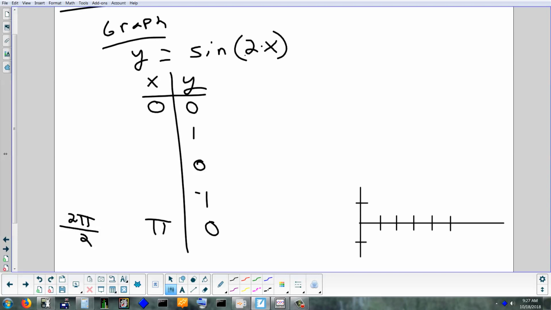Now, I've got the beginning, I've got the end. What's the average of 0 and pi? Pi over 2. You're really just taking half because you're averaging with 0. Well, now we're going to average with 0 again. What's halfway between 0 and pi over 2? Pi over 4. And now the last one, this is the 3/4 point. The beginning, quarter, half, 3/4, all the way.